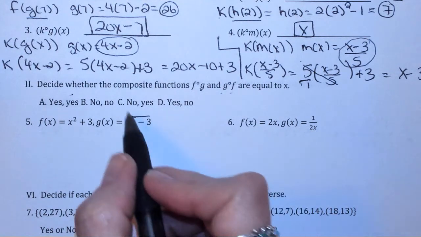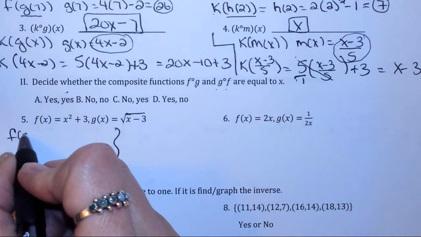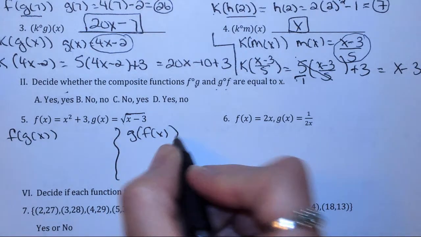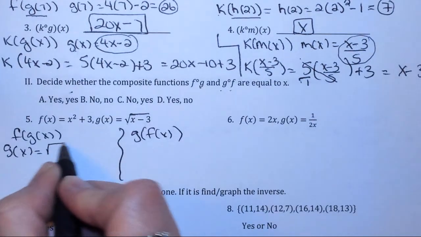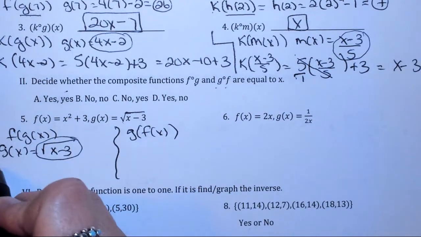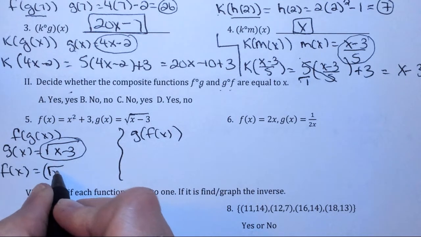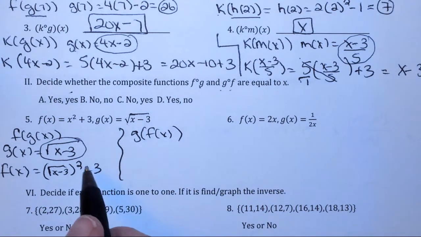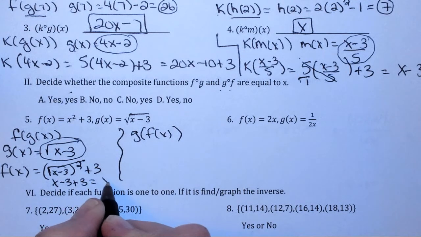This whole thing should be over X minus 3, like that. So anytime you have these problems, this is when we write it twice. And then we're going to do it the opposite way. Okay, so I'm going to take my G equation, and G of X equals the square root of X minus 3. And I'm going to take this whole thing and plug it in right there. So F of X equals the square root of X minus 3 squared plus 3. Well, anytime you square a square root, those cancel. And I have X minus 3 plus 3 equals X.